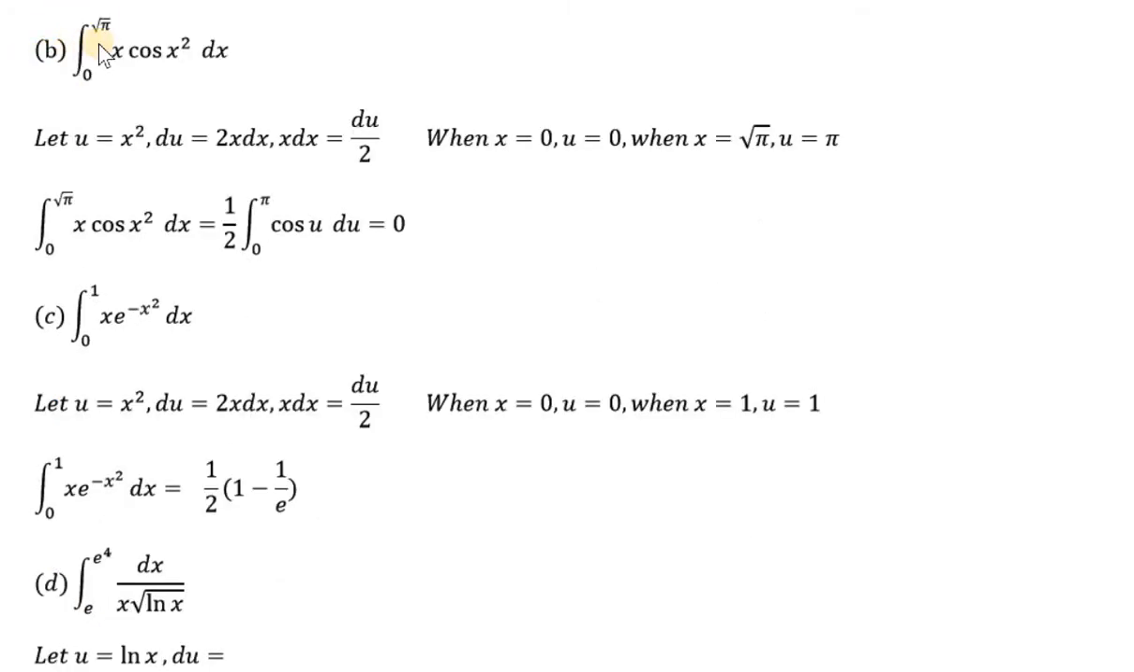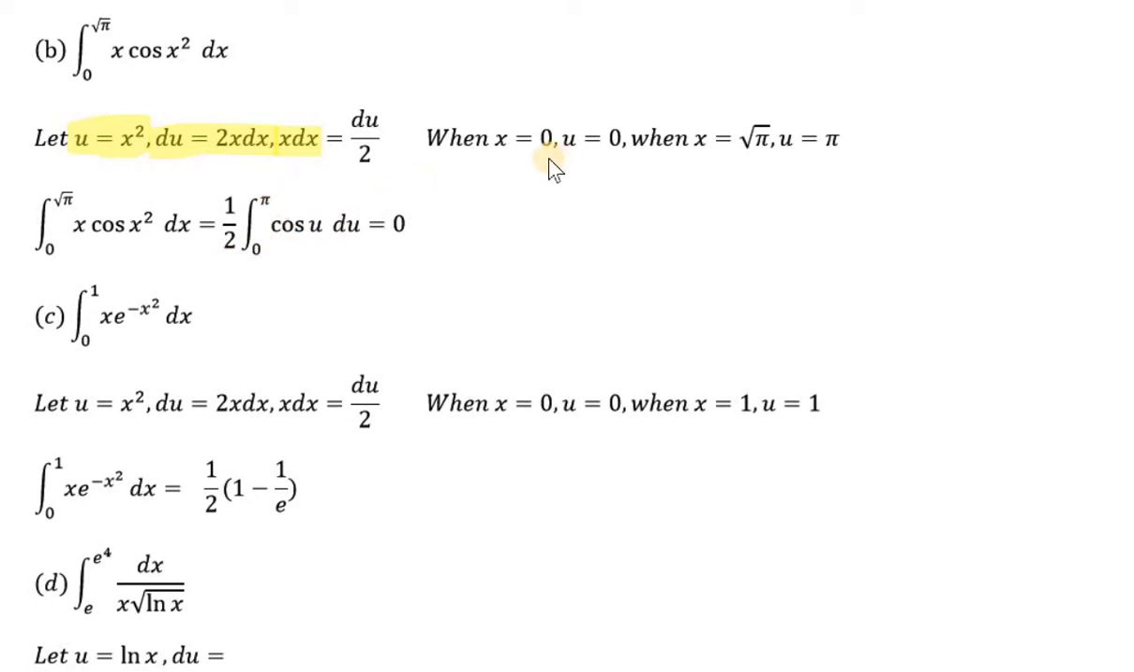So next, let's look at question B. You cannot integrate straight away, so we need to simplify. Let u be x square. As we differentiate, du dx is 2x. So as we rearrange it, x dx is du over 2. Hence our question now becomes cosine u, replacing the x dx with du over 2.